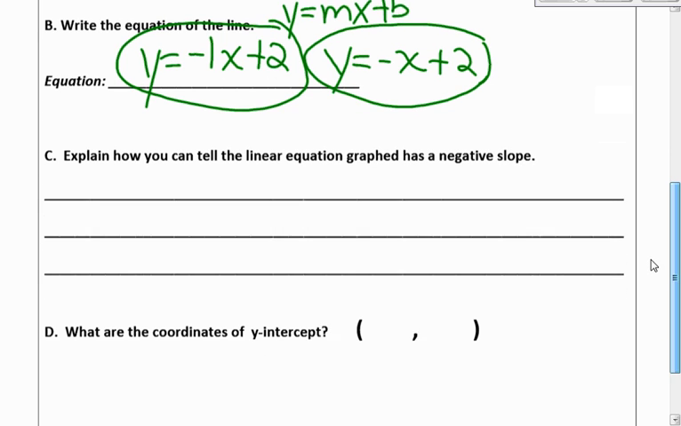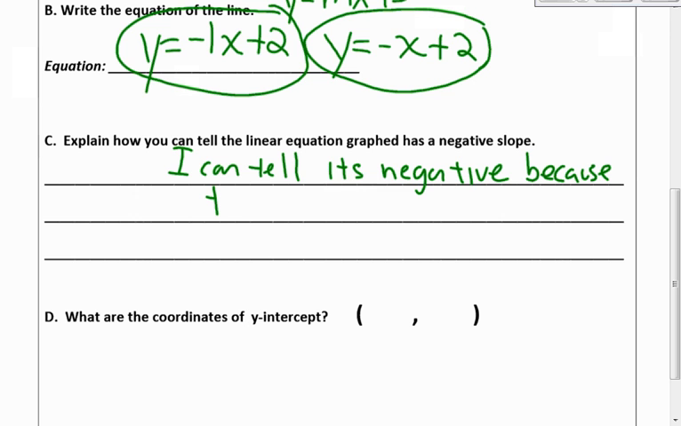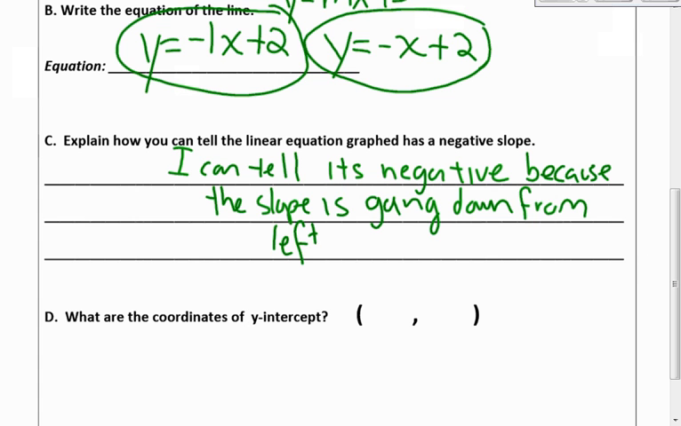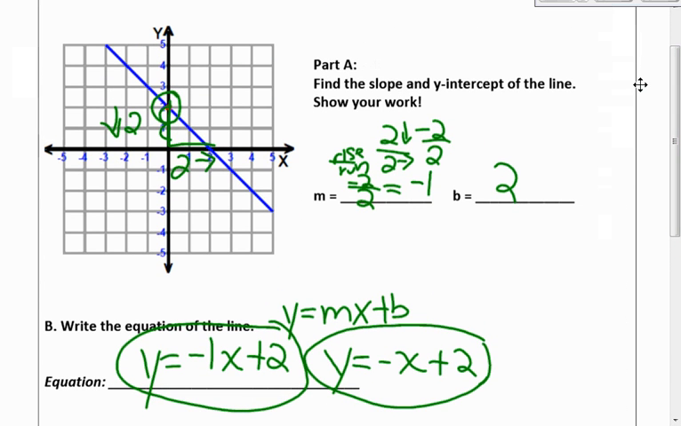Lastly, for C, it says explain how you tell the linear equation graph has a negative slope. And I can tell it's negative because the slope is going down from left to right. And what is the coordinate of the y-intercept? If you look at the y-intercept, which is right over here in red, the coordinate for it would be 0, 2.